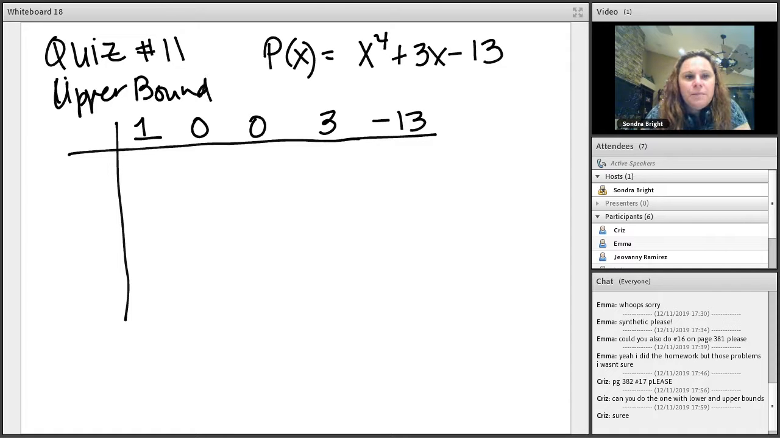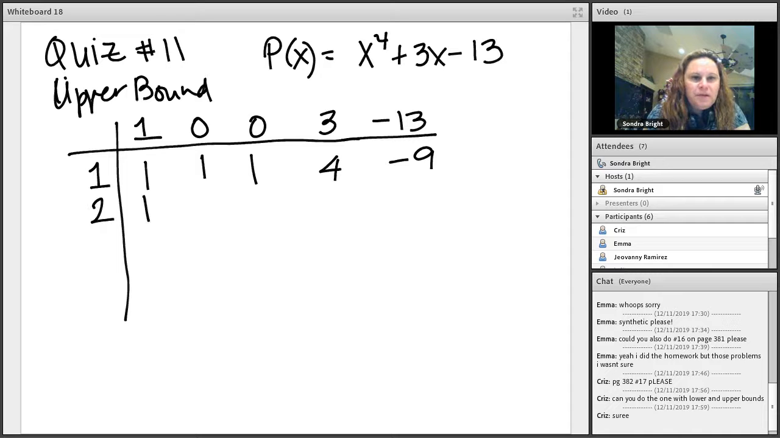All right, so upper bound, you plug in positive numbers, and when you get all positives going across the row, then it's the upper bound. So let's start with 1. Bring down the 1, that's a 1, plus 0 is 1. 1 plus 0 is 1, 1 plus 3 is 4, but 4 plus negative 13 is negative. So not the upper bound.